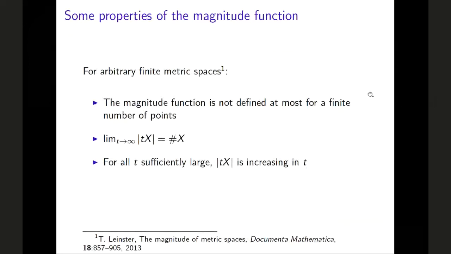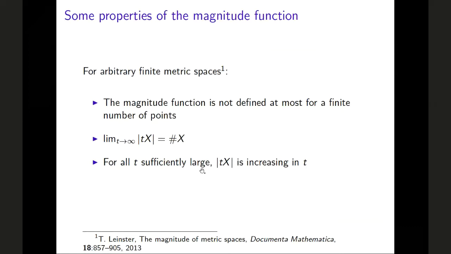This interpretation of the magnitude as giving us the effective number of points of a space is further strengthened by these properties that are satisfied by arbitrary finite metric spaces. It might not be defined at all points, but at least it's not defined only for a finite number of points. And in the limit as t goes to infinity, it gives us the cardinality, so the number of points.